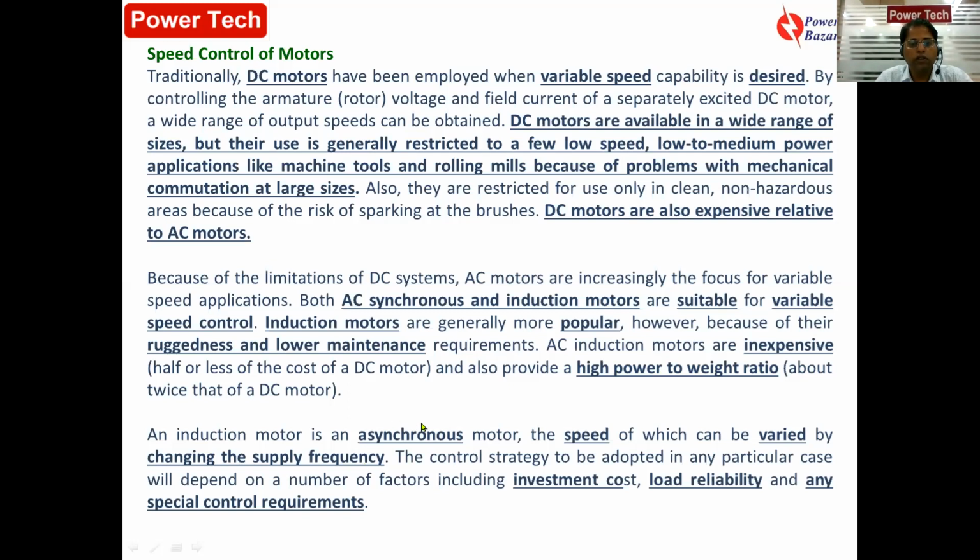Now, this induction motor speed can be changed by changing the supply frequency, and the control system which is employed to change the speed also depends upon a number of factors: reduced investment requirement, load reliability, special control requirement. All these factors are considered when you employ any speed control devices in an induction motor.